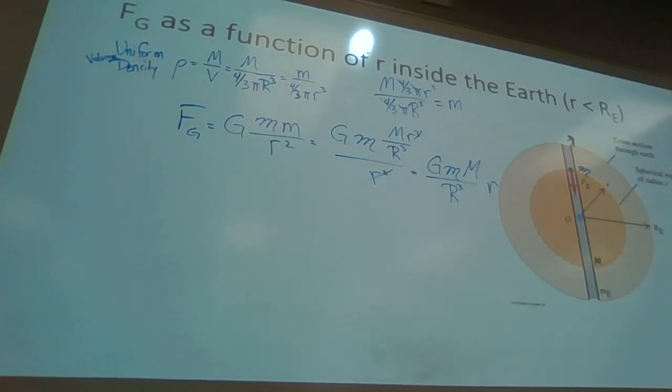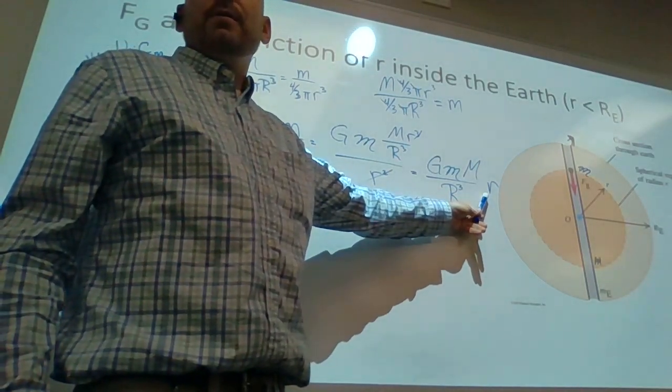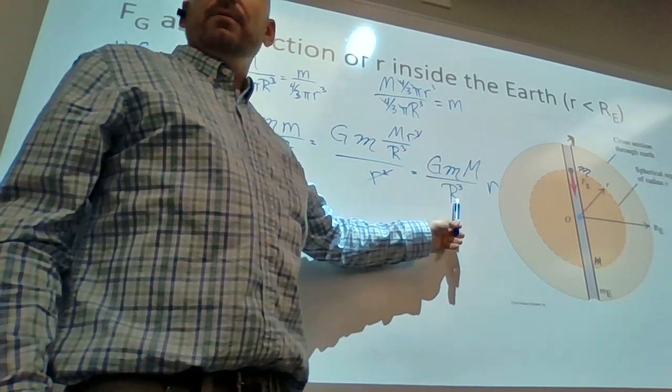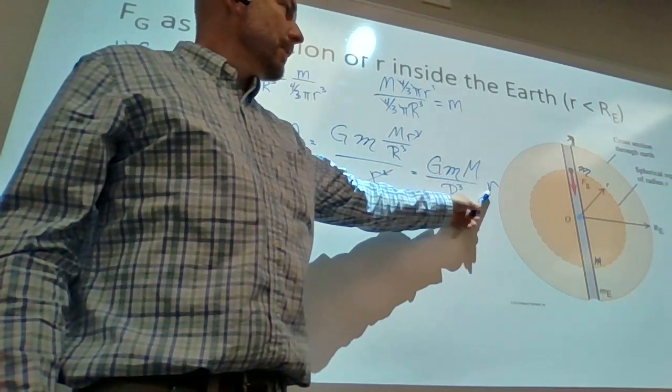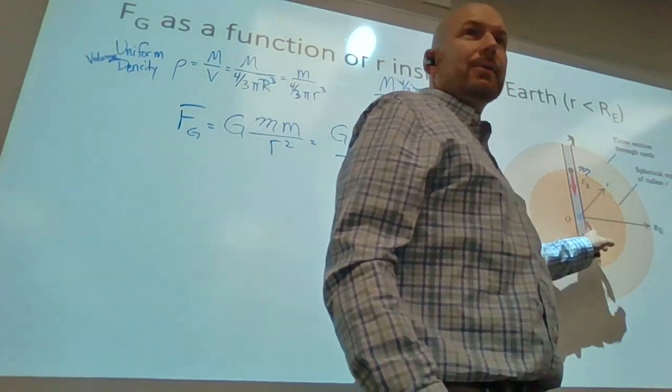And when lowercase r is larger than capital R, then this doesn't work. Yes, because then it just jumps straight away to just the force of gravity. Okay. So, to evaluate this, when we're at the surface of the Earth, this just becomes capital R squared, as we would expect. And then when we're at the center, this becomes zero. So the net force at the center is zero.